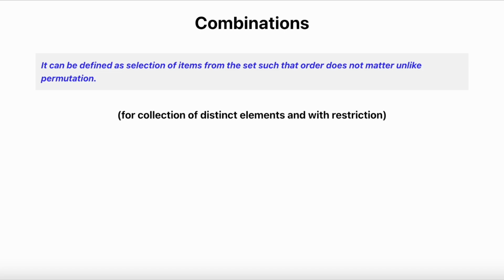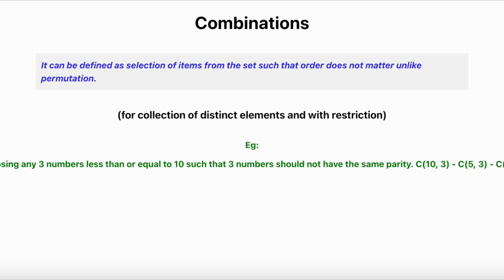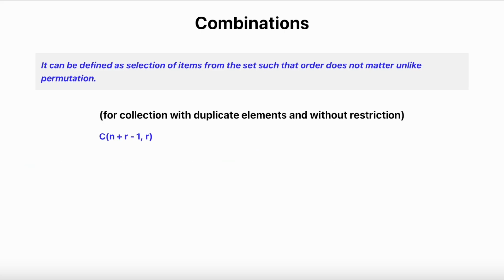Another type is with restriction, for which we just have to include selections that satisfy the restrictions. For example, choosing any three numbers less than or equal to 10 such that the three numbers should not have the same parity is C of 10, 3 minus C of 5, 3 minus C of 5, 3, where the first C of 5, 3 is for all three even numbers and the second C of 5, 3 is for all three odd numbers.